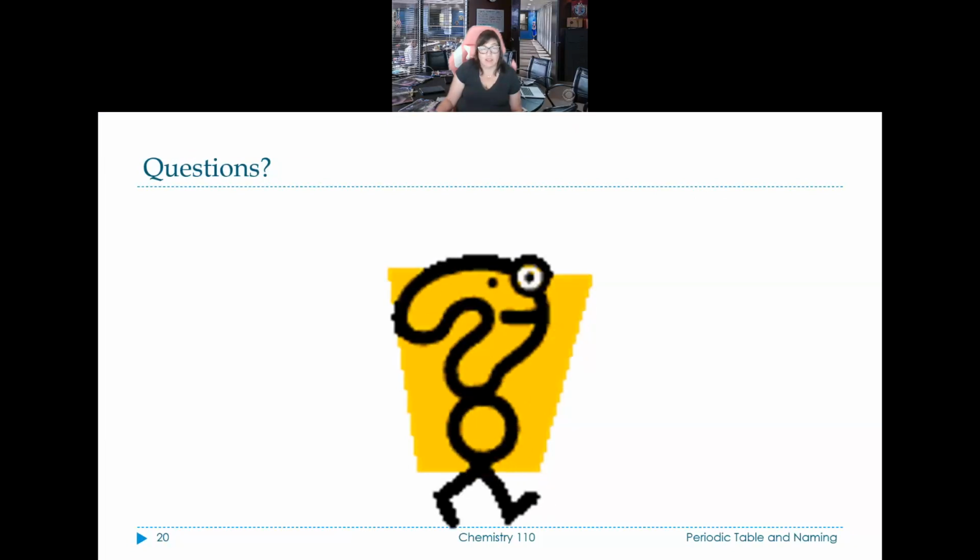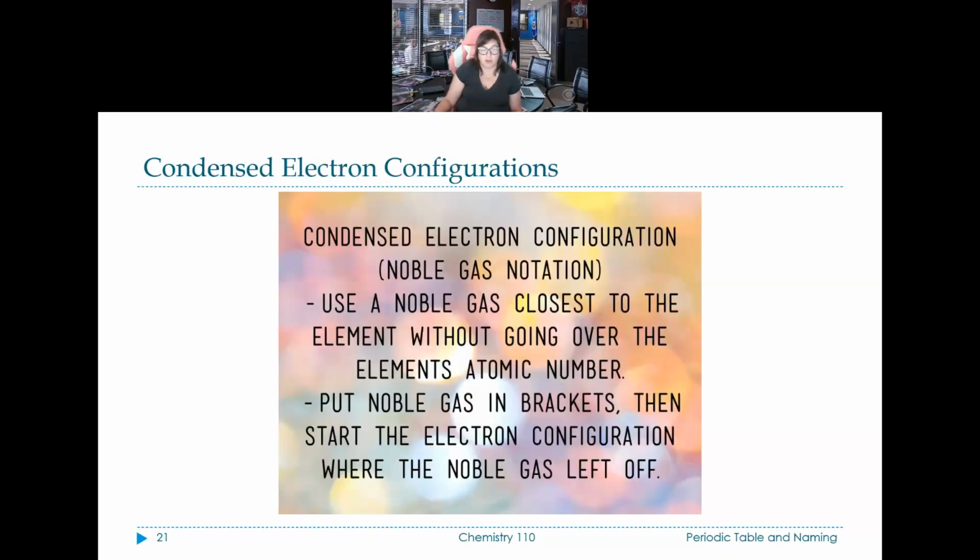I hope not. Now, a condensed electron configuration, the noble gas notation. We use the noble gas closest to the element without going over the element's atomic number. We put the noble gas in brackets, then start with the electron configuration where the noble gas left off. And that's what I was just talking about, doing that neon core and then adding the 3s2 on top of it. So that's what that means. That's a condensed electron configuration or noble gas notation.